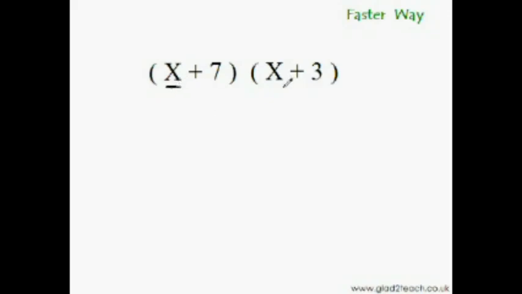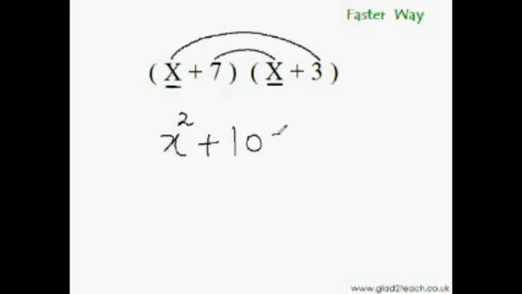X times x is x square. Plus now the middle term, do the rainbow multiplication. So 3 times x is 3x, 7 times x is 7x, 7x plus 3x is how much? 10x plus last term. What would that be? Multiply the last terms together. 7 times 3 is 21.